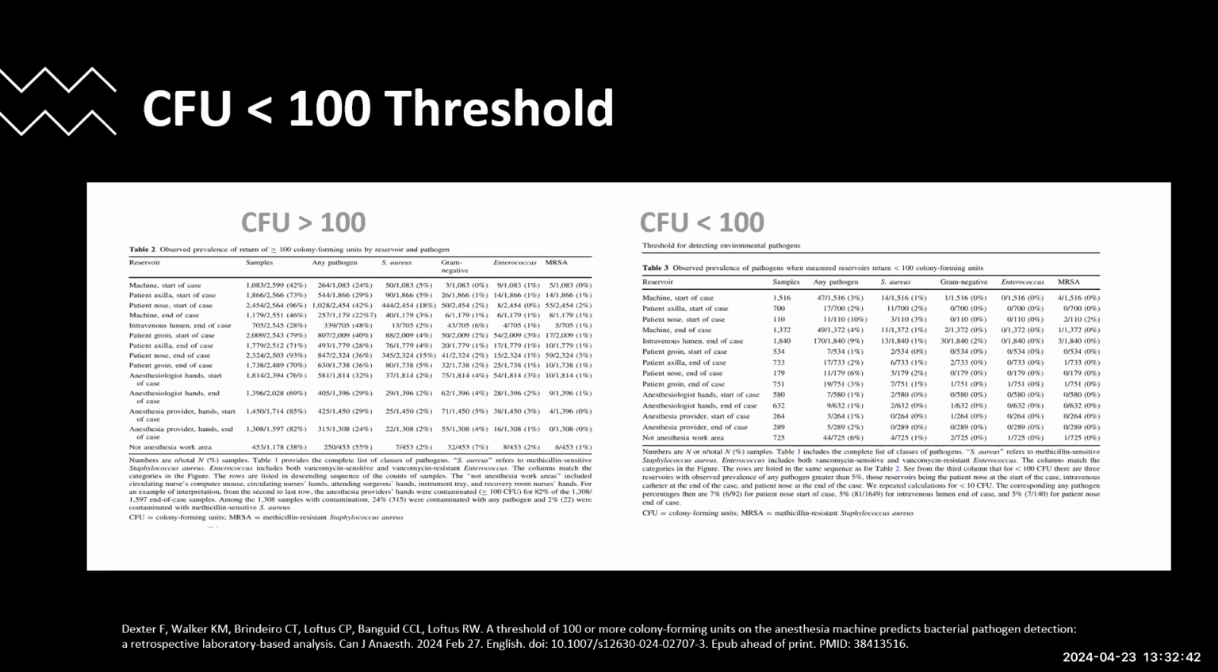On the left, you see a chart that shows the reservoir and the probability of detecting a pathogen, and that's when the CFU are greater than or equal to 100. On the right, it's looking at the probability of one of those reservoirs resulting in detection of a major pathogen when the CFU are less than 100. So when you look at the anesthesia machine at the start of the case, which is right here, and you go to Staph aureus, you see that there's a 5% chance of finding Staph aureus on the machine at the start of the case when it's greater than 100.